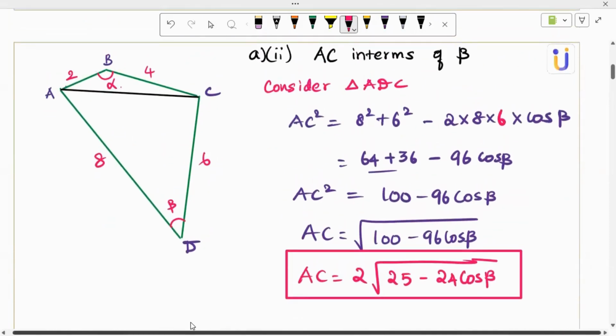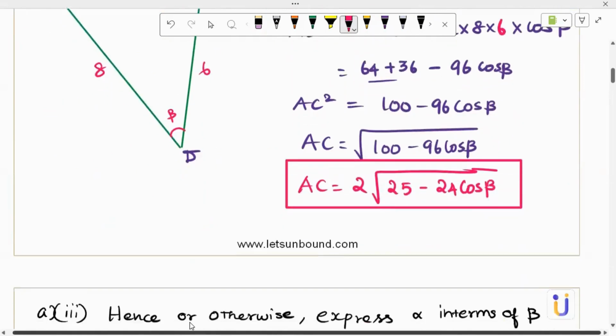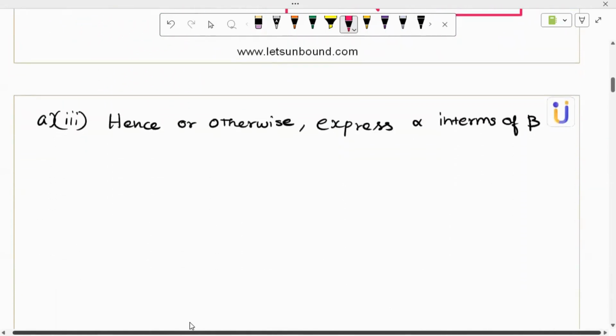So simple direct formula and just basic simplifications. And next, the third part: hence or otherwise express alpha in terms of beta. We know AC in terms of alpha and AC in terms of beta. Now we need to express the angle alpha in terms of beta. Hence or otherwise means you can utilize the previous stuff or you can find some other different way.